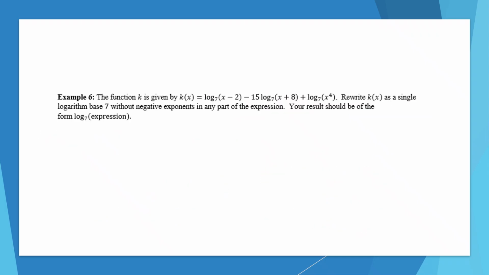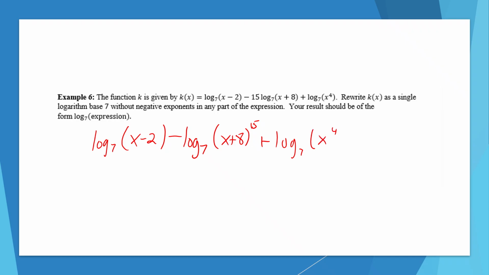Example 6, the function k is given by log base 7 of x minus 2, minus 15 log base 7 of x plus 8, plus log base 7 of x to the 4th. Here, again, I'm going to move that 15 to the exponent, so I should get log base 7, and now we have x minus 2 on the inside of the parentheses, minus log base 7 of x plus 8 to the 15th, plus log base 7 of x to the 4th.